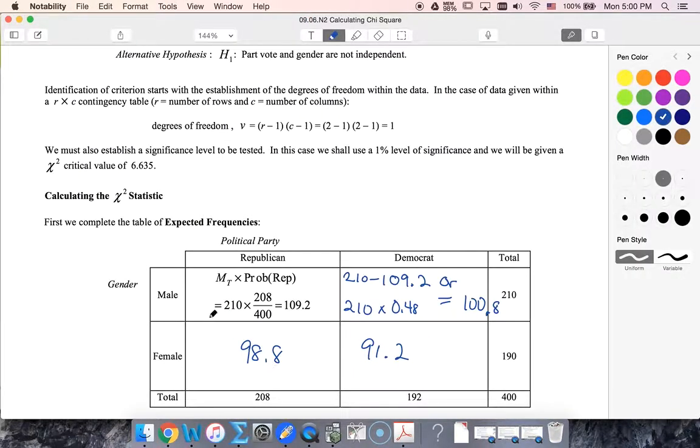I can always check it. This should sum to make 190. This should sum to make 208. So the other thing I could have done is 208 minus the 109.2. Your total should always still work out.